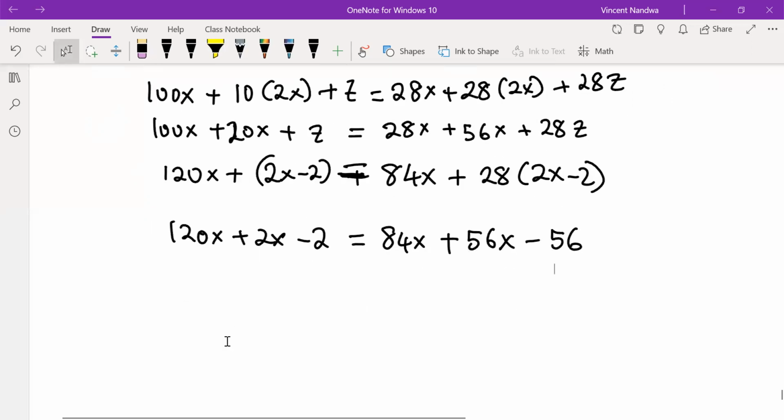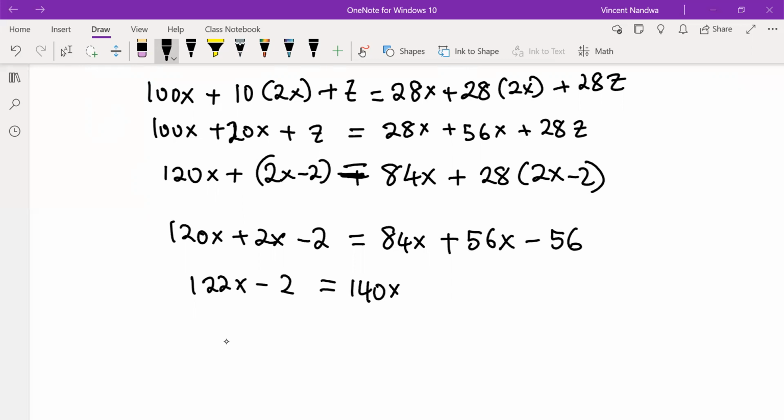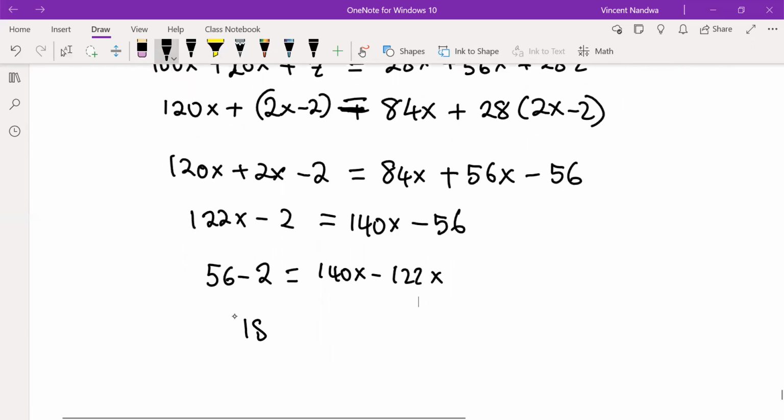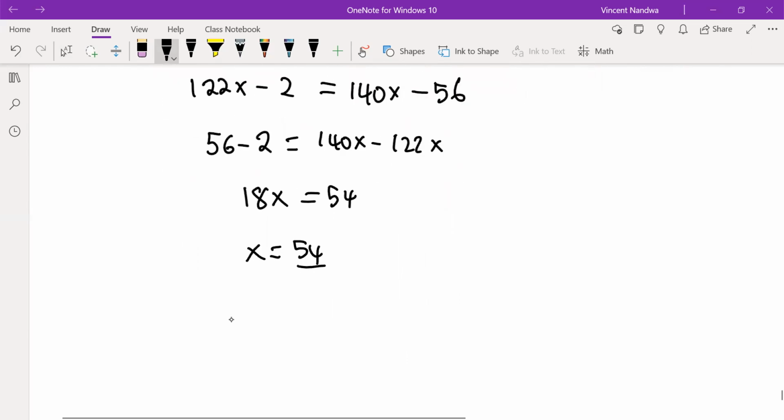Now 120 plus 2 is 122x minus 2 equals 84 plus 56 is 140x minus 56. Collect like terms, bring minus 56 to the left-hand side, bring 122x to the right-hand side. So we'll have 56 minus 2 equals 140x minus 122x. 140 minus 122 is 18. So 18x equals 56 minus 2, we get 54. So x equals 54 divided by 18, which is 3. So therefore, the value of x equals 3.